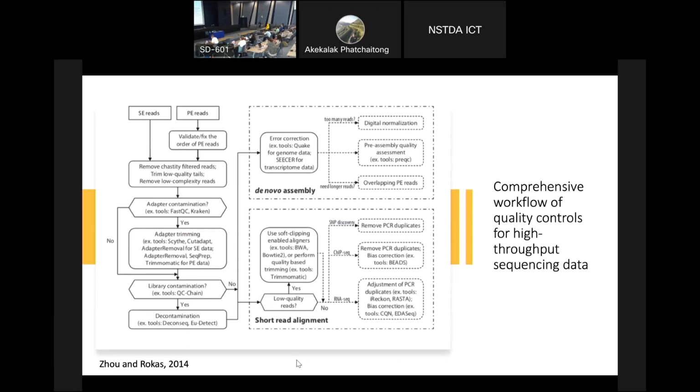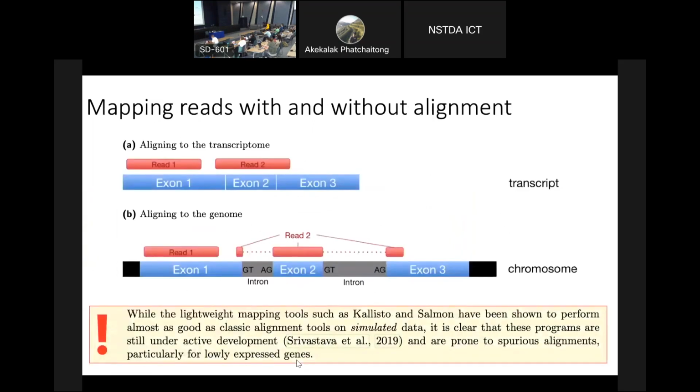So I'm not going to go through the details of this, but there is already a very well established protocol or workflow for you to manage the quality control of your sequencing reads, whether they are paired end or single read. Okay. Now let's move on.